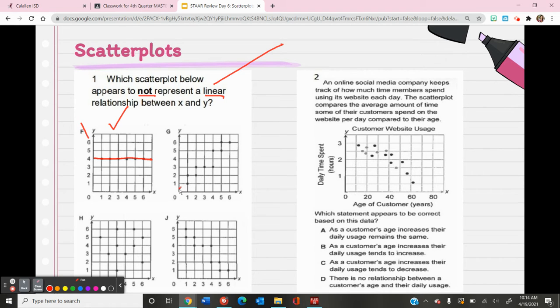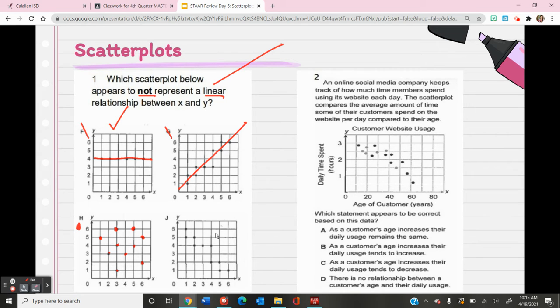Then I look at G. If I were to draw a line here, yes, my points are not exactly on the line, but it follows the direction of the line. So G does represent a linear relationship. If I look at H, I have my points scattered all over my graph. So this here shows that this is not a linear relationship, and H should be my answer. So I'm going to put a little dot there.